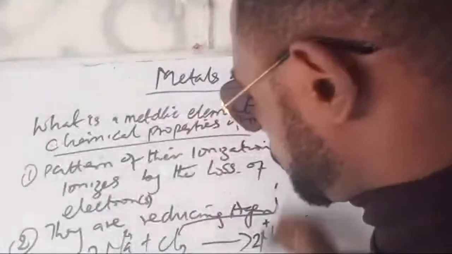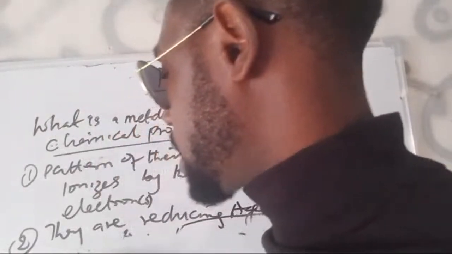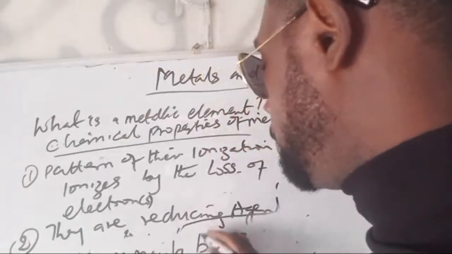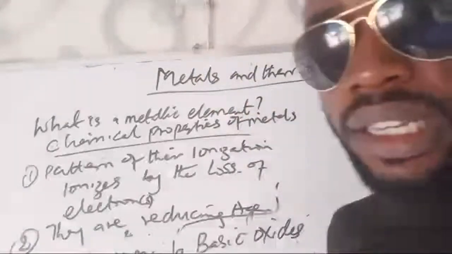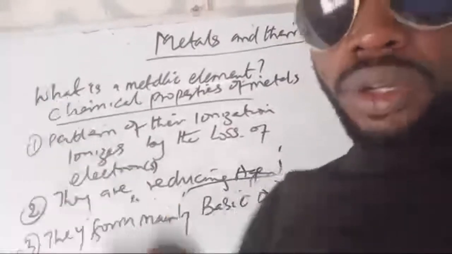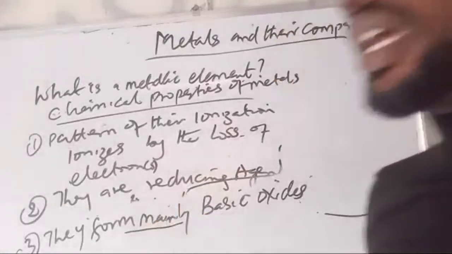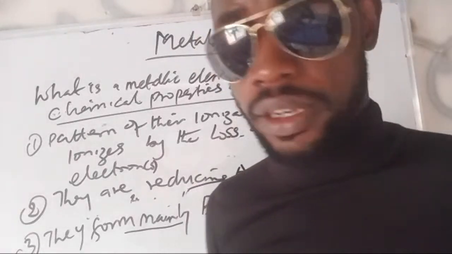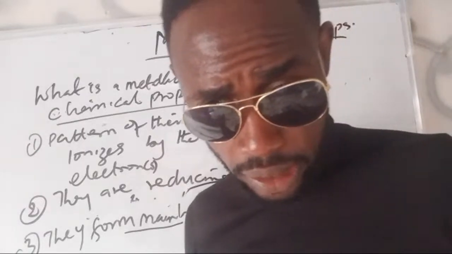Then another chemical property of metals is the nature of their oxides. Metals form mainly basic oxides. I hope you can still see the board, okay? That's clear. Why I say they form mainly basic oxides, meaning what is a basic oxide? Any metallic oxide can potentially be called a basic oxide. They are oxides that, in the presence of an acid, form salt and water.